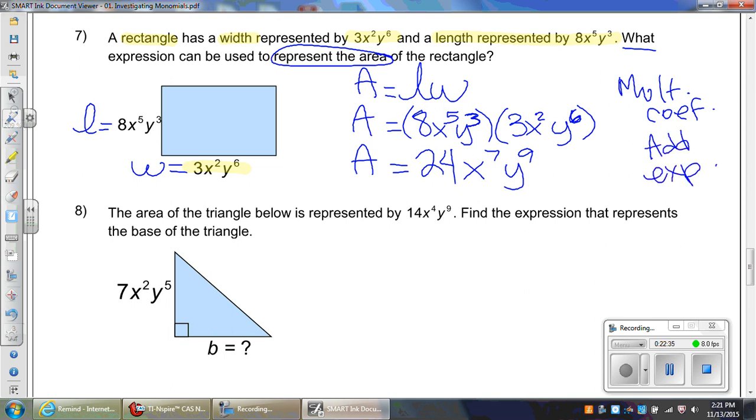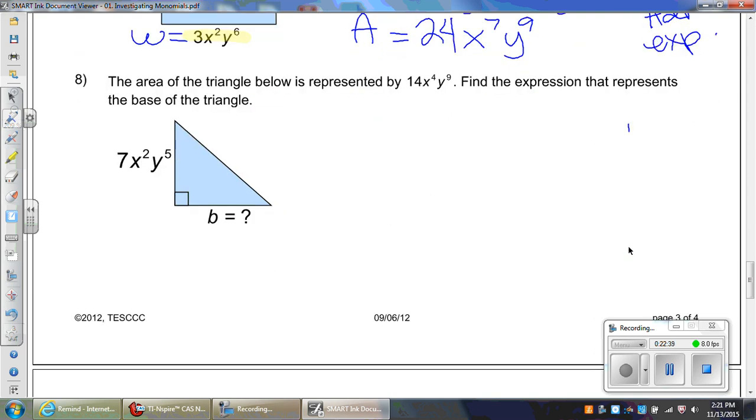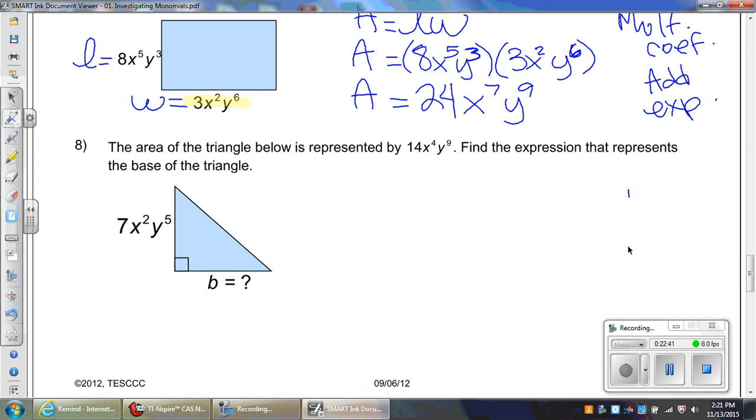All right, next one, we are given the area of the triangle. So the area is represented by that quantity there. And what we need to find is the base of the triangle. It says here, find the expression that represents here, the base of the triangle.